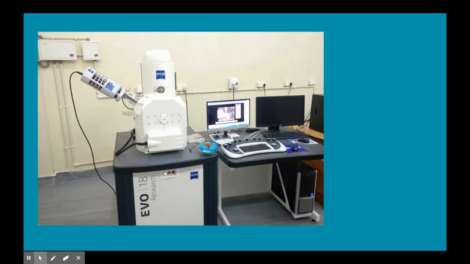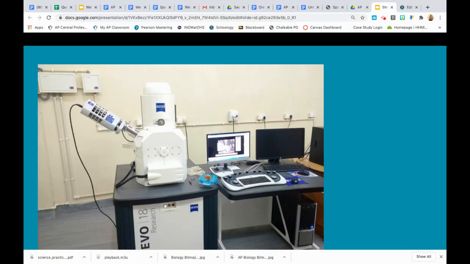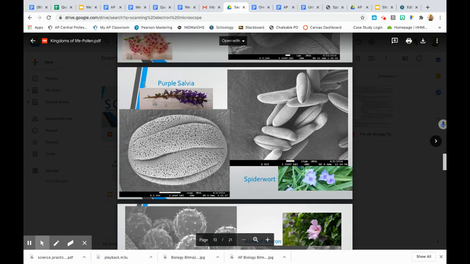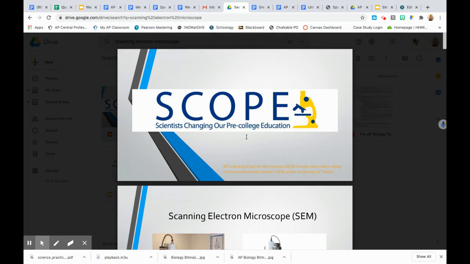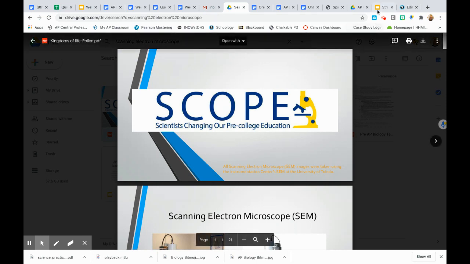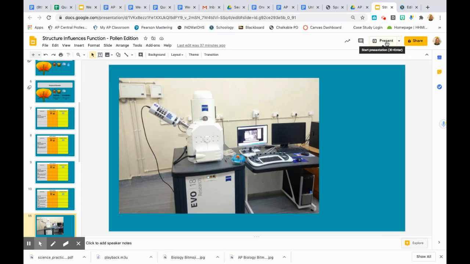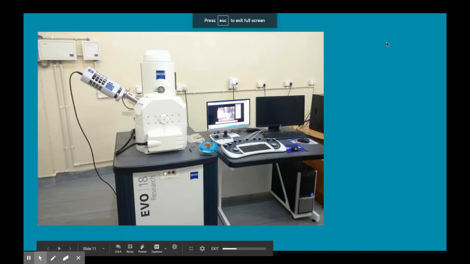We're going to move on to a piece of equipment that I want to give credit to in terms of where a lot of this information came from. So this is a scanning electron microscope. I'm actually going to need to change tabs for just a minute because I did not make note. I wanted to give a reference to, here we go, Scientists Changing Our Pre-College Education, out of the University of Toledo. They are the ones that provided the pictures that we are checking out today, which I think are really, really cool. So a scanning electron microscope allows us to see things by electrons.